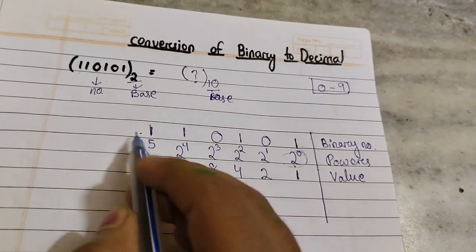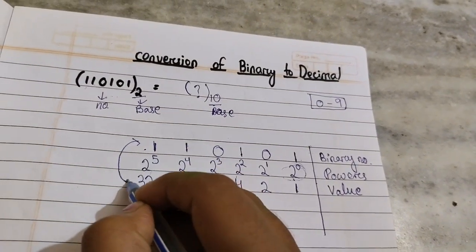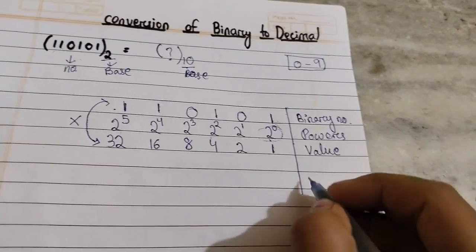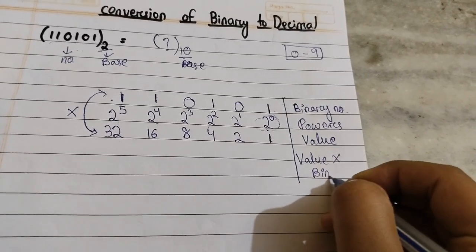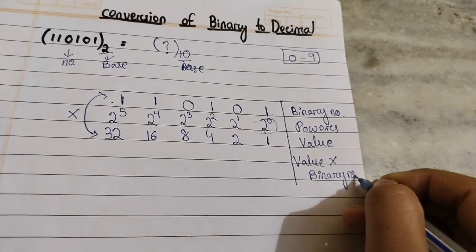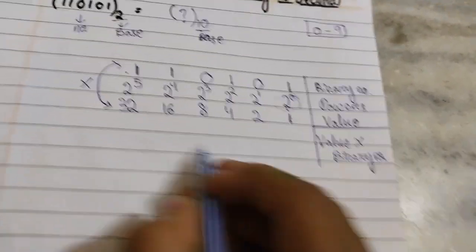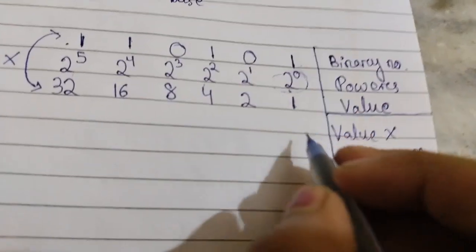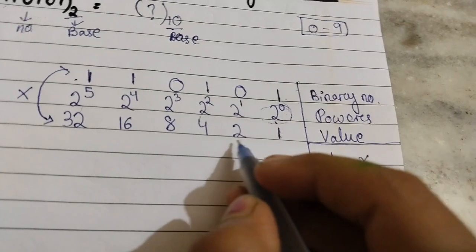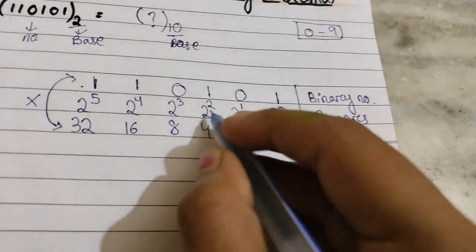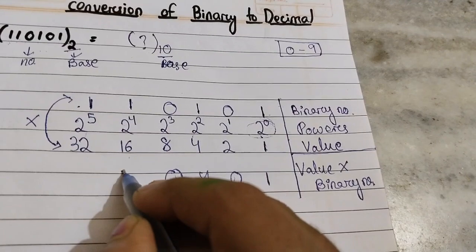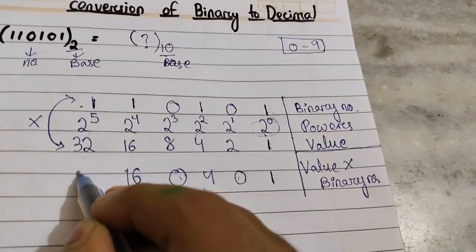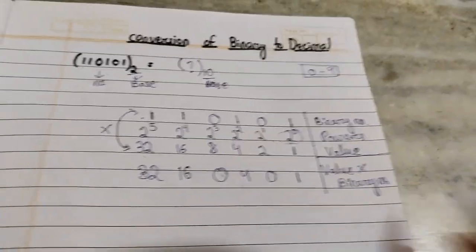value into binary number. You have to multiply each value by its binary digit. You can write here value into binary number, and put a line for your better understanding. So now 1 times 1 is 1, 2 times 0 is 0, 4 times 1 is 4, 8 times 0 is 0, 16 times 1 is 16, 32 times 1 is 32. Till here, is it clear now? So this step 3 is completed.